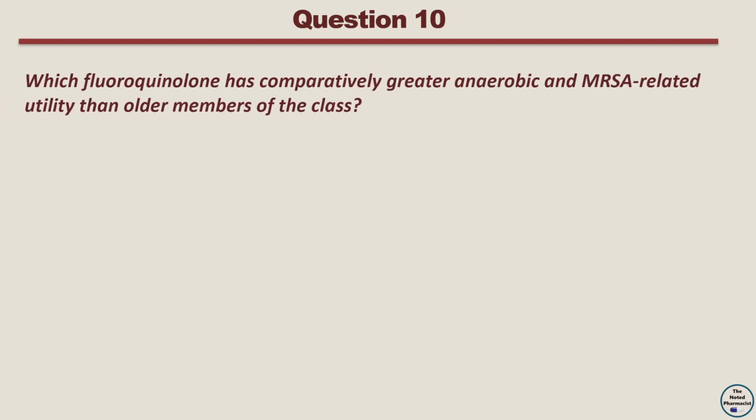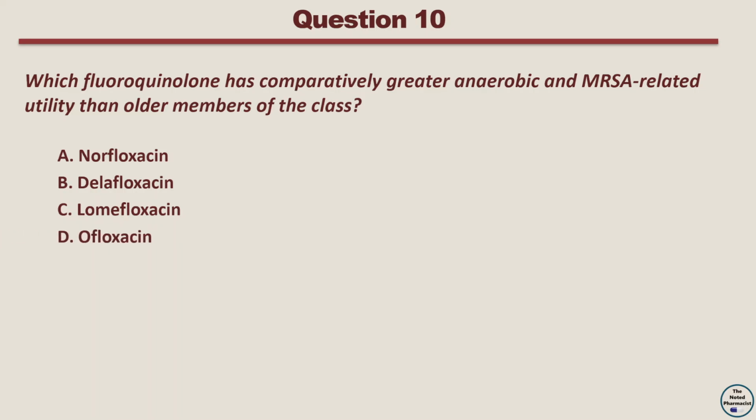Question 10. Which fluoroquinolone has comparatively greater anaerobic and MRSA-related utility than older members of the class? Option A, norfloxacin. Option B, delafloxacin. Option C, lomefloxacin. Option D, ofloxacin. Option E, nalidixic acid.